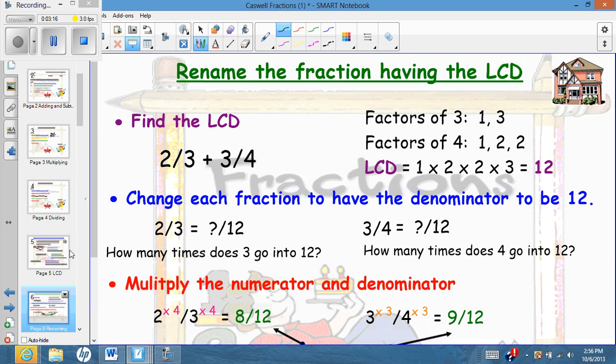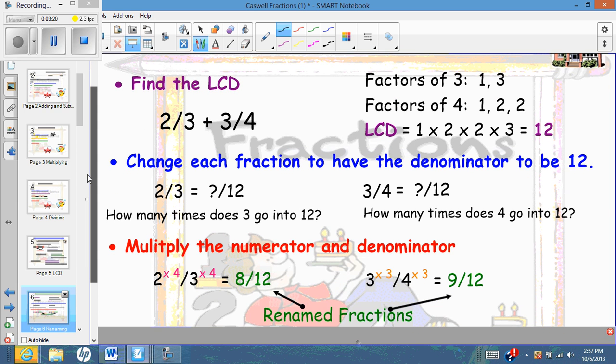Okay, when we're renaming fractions, having an LCD, change the fraction to have the denominator of 12. How many times does 3 go into 12? 4 times. So what you do to the bottom, you have to do to the top. When we renamed 2/3, we renamed it to 8 over 12. Here we had 3/4, and when we found that LCD was 12, when we renamed 3/4, 4 times 3 is 12. So what we do to the bottom, we have to do to the top.